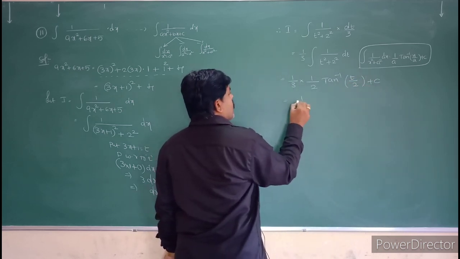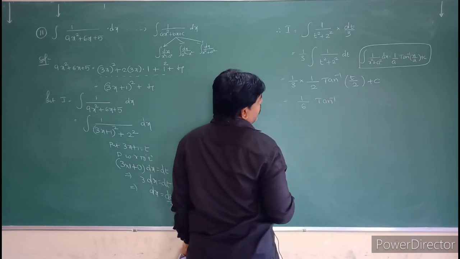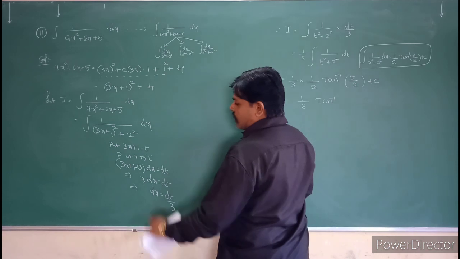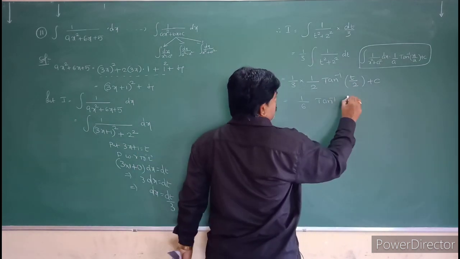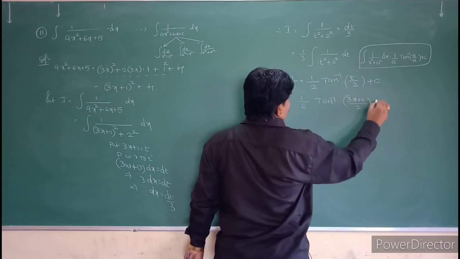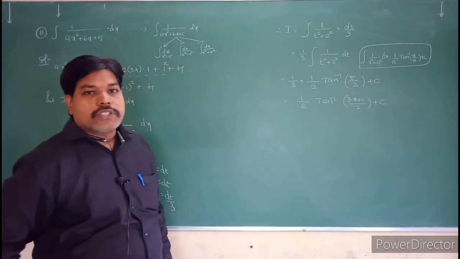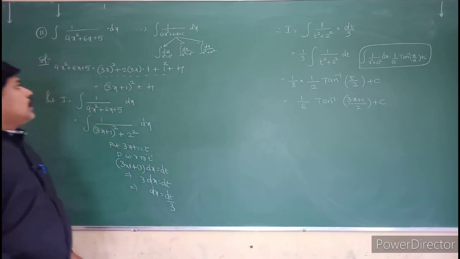So that is equal to 1 by 6 into tan inverse of, what is the t value? T value is nothing but 3x plus 1. So this value will become 3x plus 1 by 2 plus c. So see that question, students.